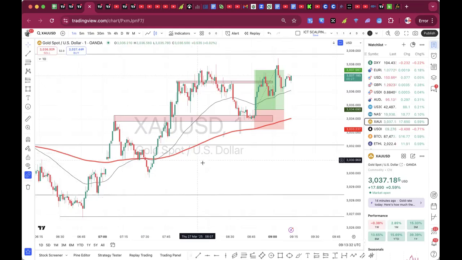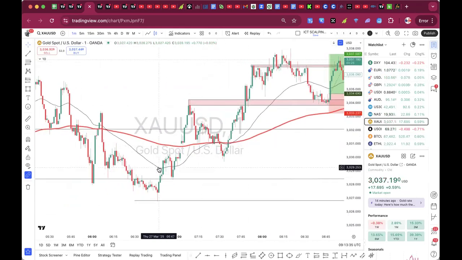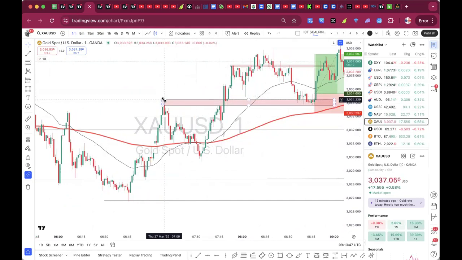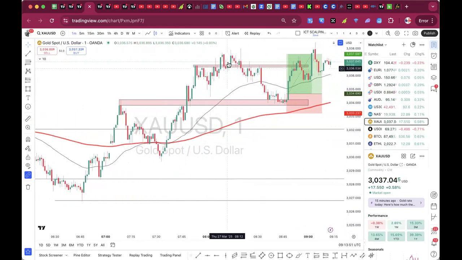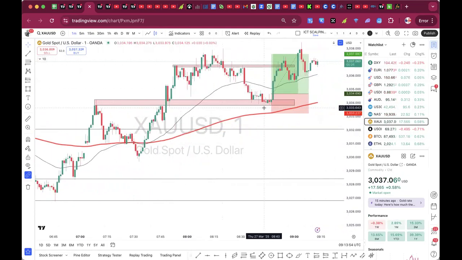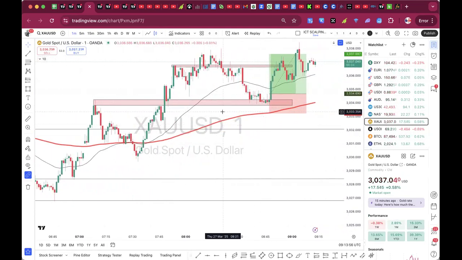If you look at this on 1 minute, look at gold here. There was a gap, and the gap was filled here. The market broke this high and created another high. Then it returned, becoming a more serious pullback.